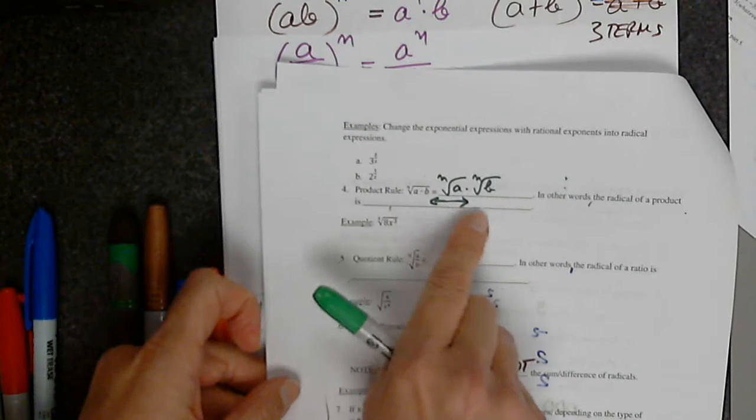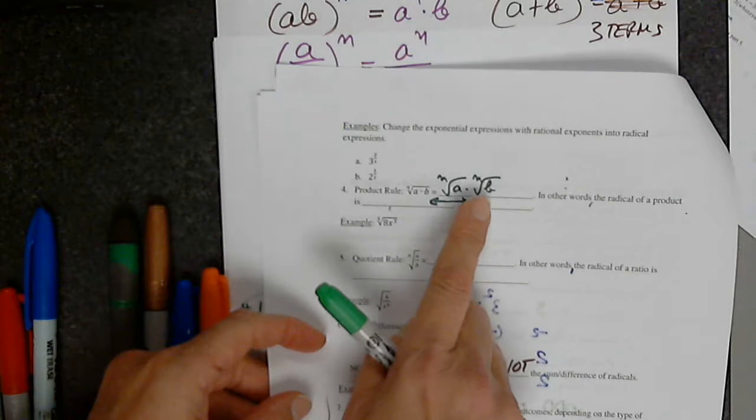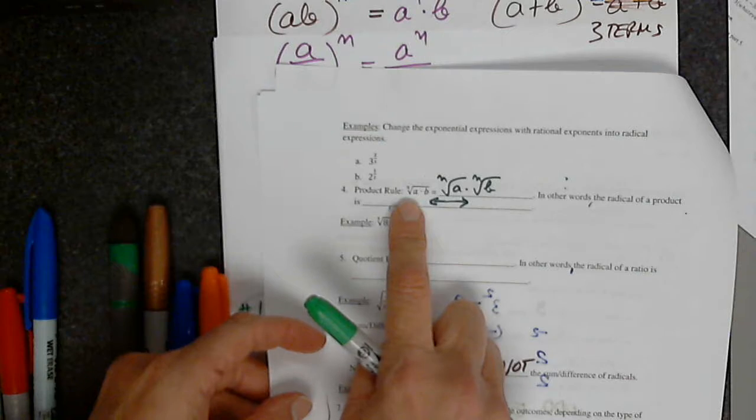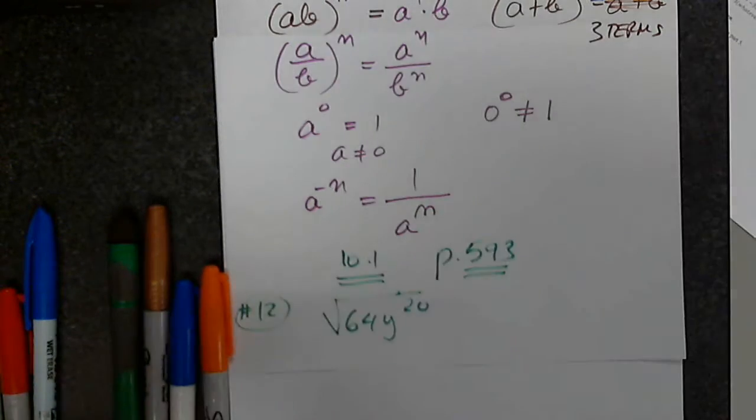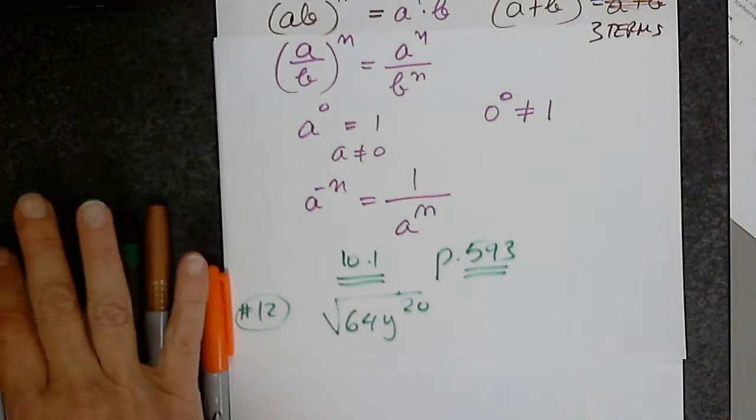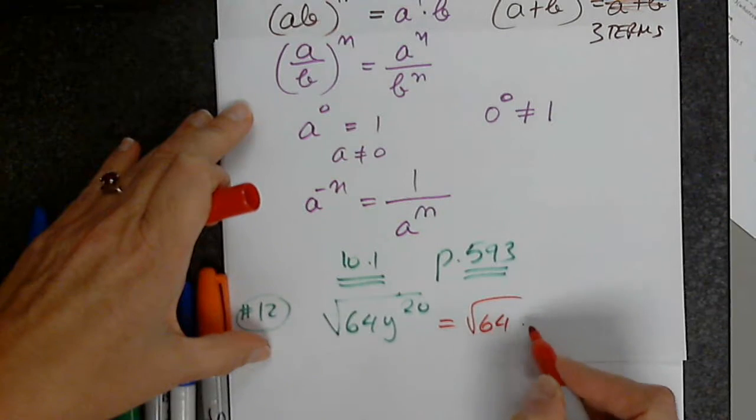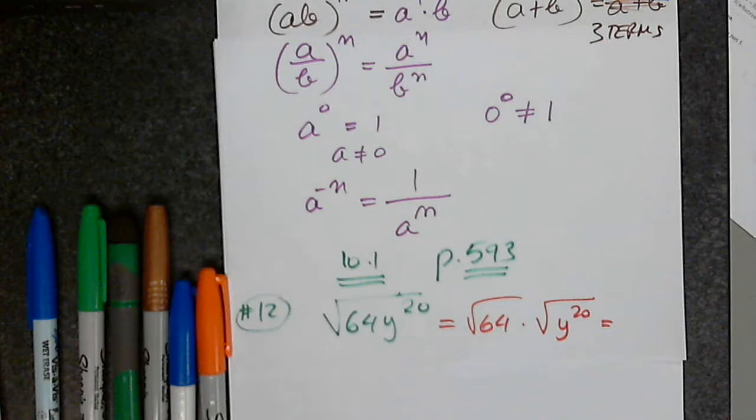It goes back and forth. I can change the radical of a product into a product of radicals, or I can change it back from a product of radicals into the radical of a product. So this is item 4 on our handout. So I will use that. So what should I write in that case if I go ahead with that step? Square root of 64. Excellent. Times? Square root of y to the 20th. Very good.